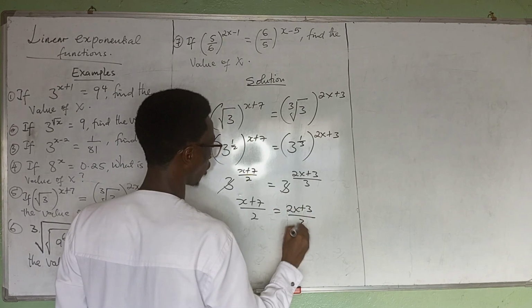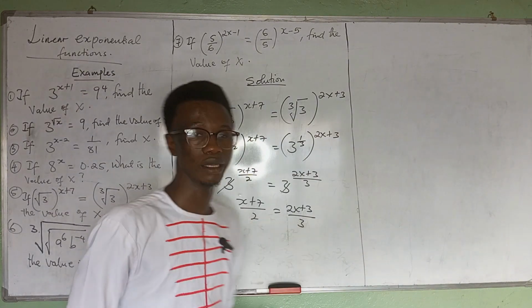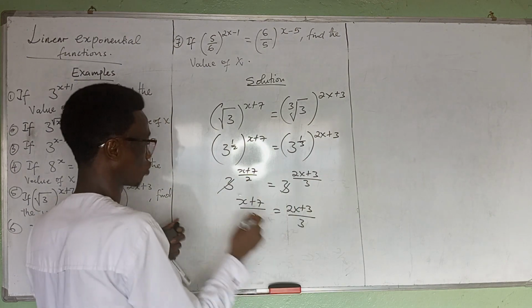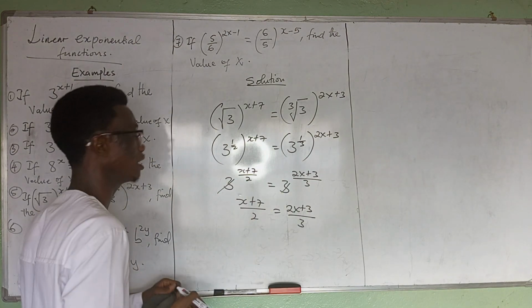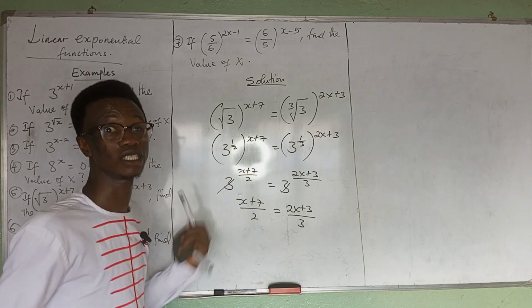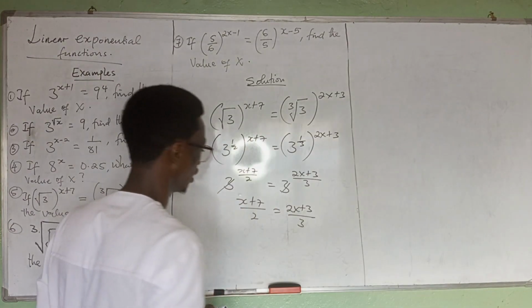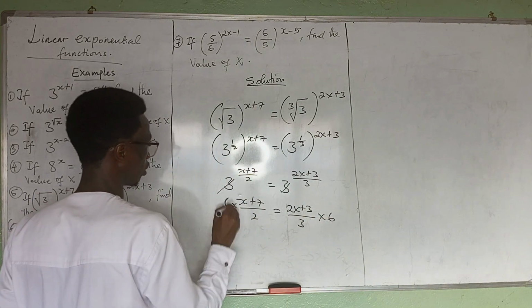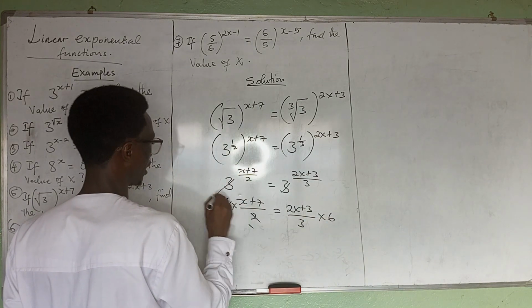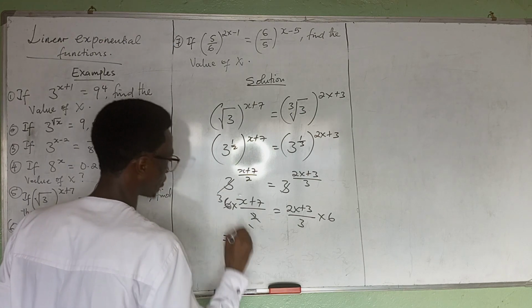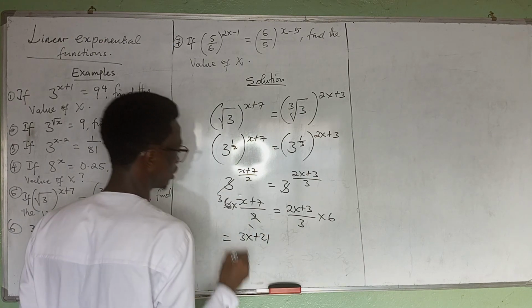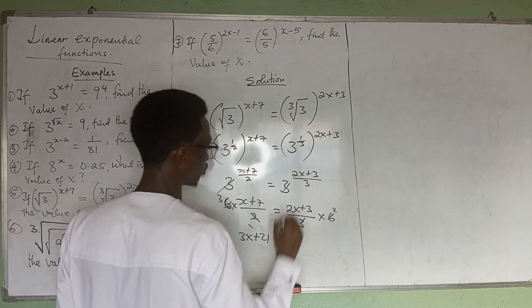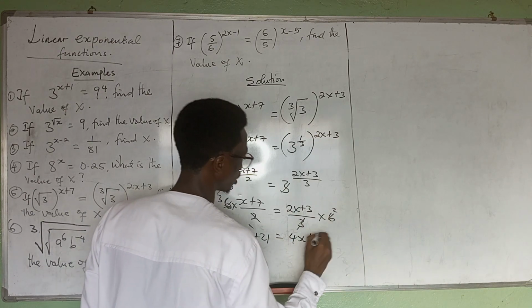Now, the LCM of 2 and 3 is 6. So multiply both the left hand side and the right hand side by 6, instead of cross multiplying, which is the same thing. So you multiply this by 6, then you multiply this by 6. Now 2 here goes 3 times, so this becomes 3 multiplied by x plus 7, that is 3x plus 21. Equals 3 here goes 2 times, so 2 multiplied by this becomes 4x plus 6.